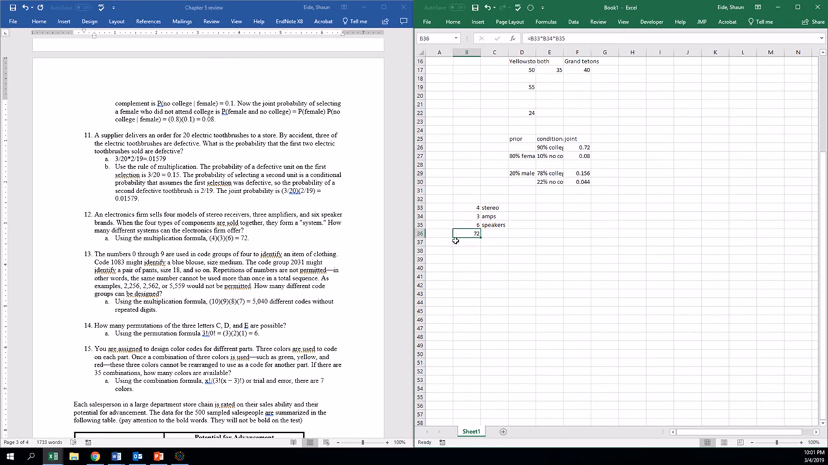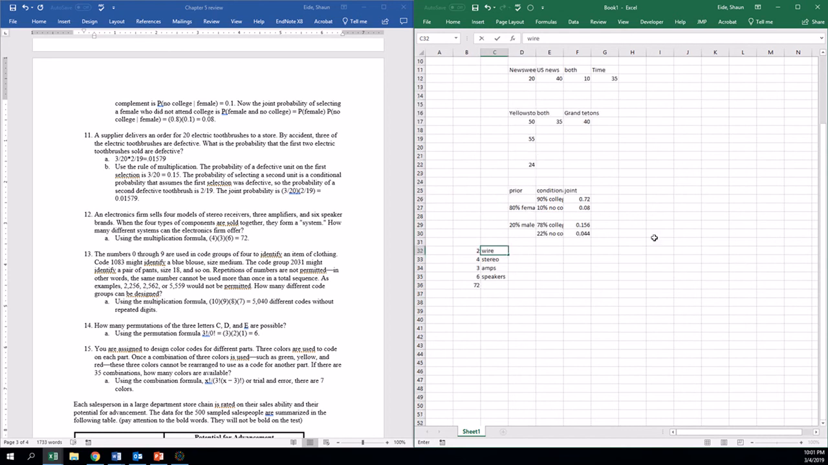How many different systems can be made? A total of 72 different systems can be made. You just have to multiply the 3 different options together. If we had a 4th option, say wire, and there's 2 different types of wire, then that would double the number. So it would be all 4 of these multiplied by each other, so it would be 144 if we were to add another one.